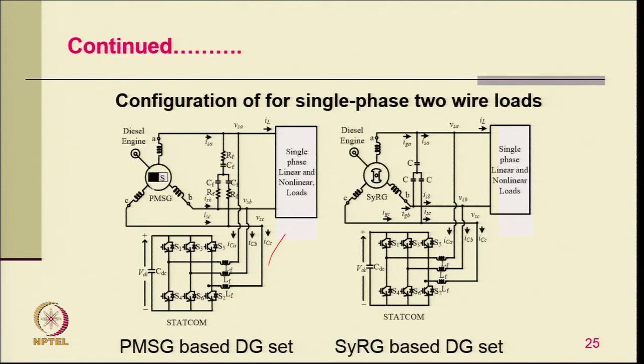Similarly, in the case of a synchronous reluctance generator, you again have load balancing and harmonic mitigation, and then you have to have voltage regulation. That is typically the role of the STATCOM. So STATCOM capability is more utilized in these 3 generators, the permanent magnet generator, synchronous reluctance generator and self-excited generator, compared to the conventional synchronous generator.